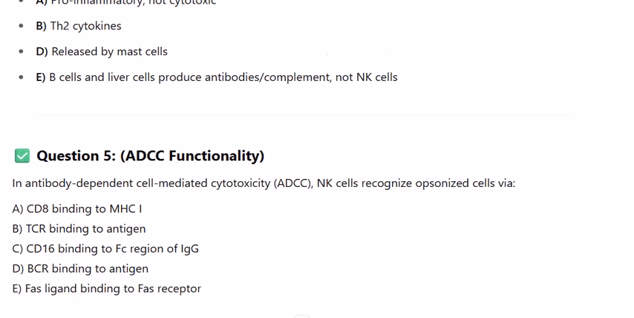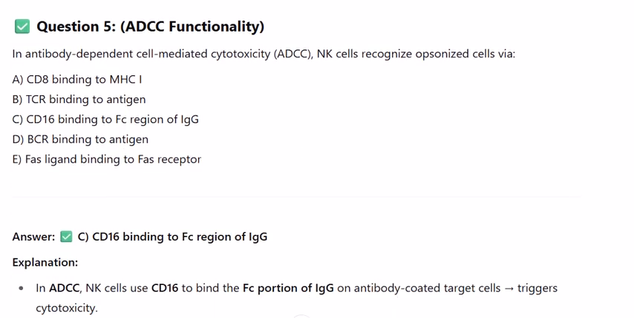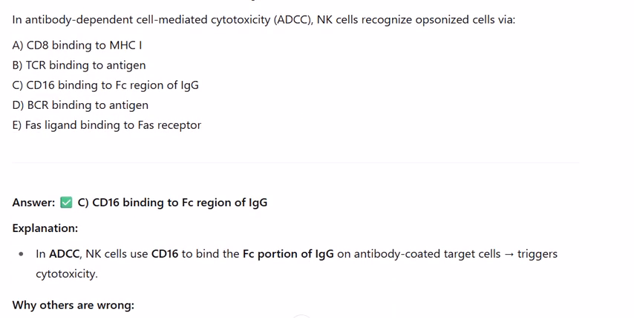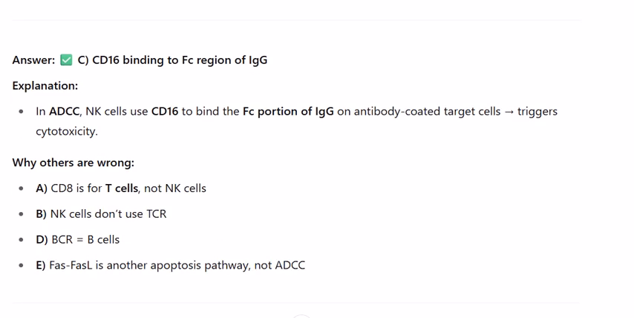Question 5. ADCC functionality. In antibody-dependent cell-mediated cytotoxicity, ADCC, NK cells recognize opsonized cells via A. CD8 binding to MHC I, B. TCR binding to antigen, C. CD16 binding to Fc region of IgG, D. BCR binding to antigen, E. Fas ligand binding to Fas receptor. The answer is C. CD16 binding to Fc region of IgG.